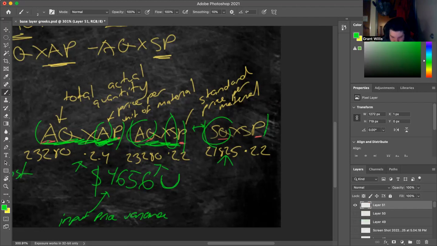So for this one, would it be 23,280 times 2.2 minus 21,825 times 2.2? Okay. So 3,201 would be the variance. And is that favorable or unfavorable?